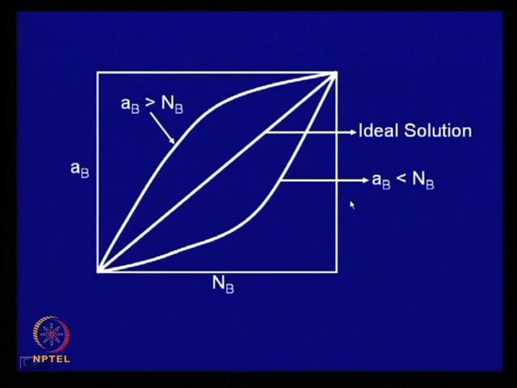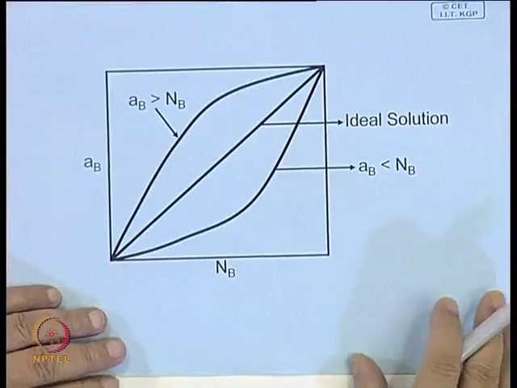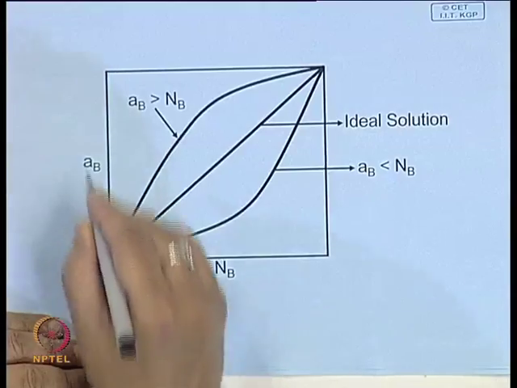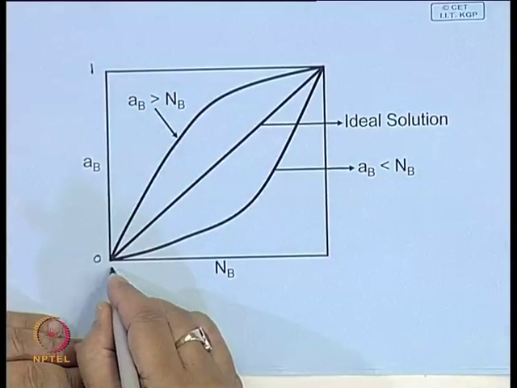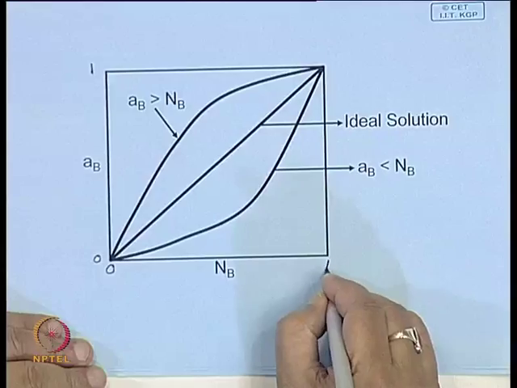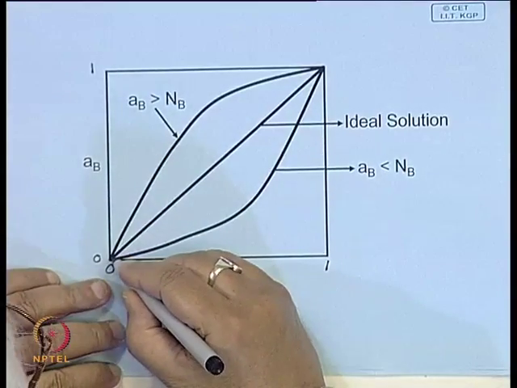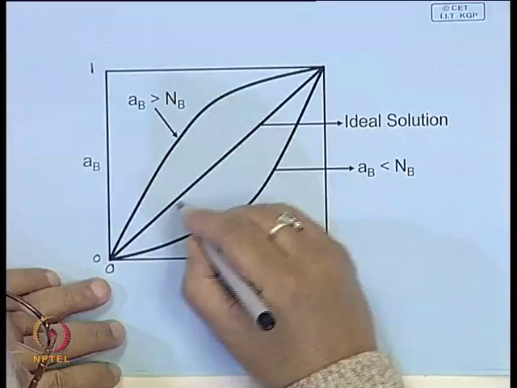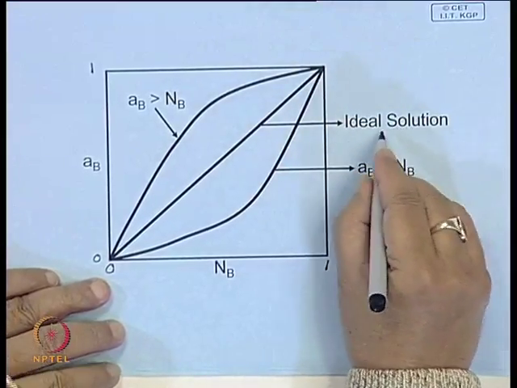And in fact, this is the famous, I think you must have done this in thermodynamics. So, you plot on one axis the activity of B, and on the other axis the atom fraction of B. So, here this activity is 0, this activity is 1, atom fraction of B is 0, atom fraction of B is 1, and if both are equal, this is the line which represents ideal solution.